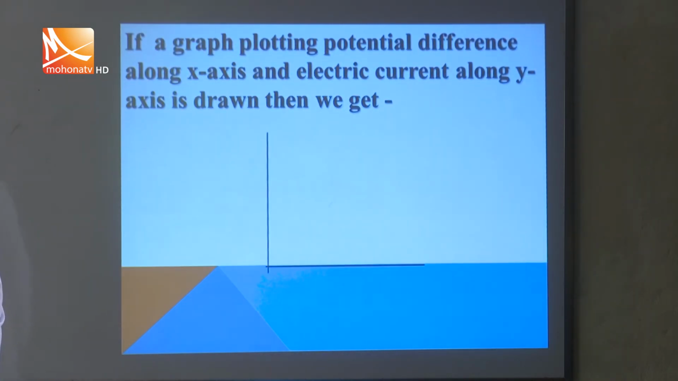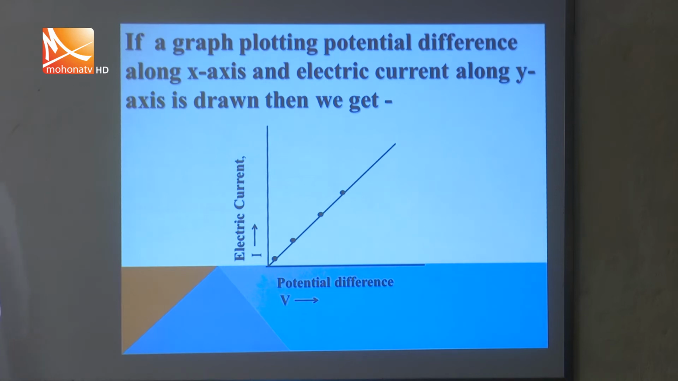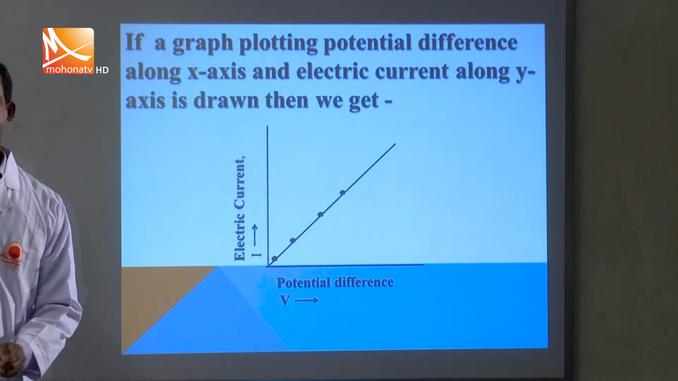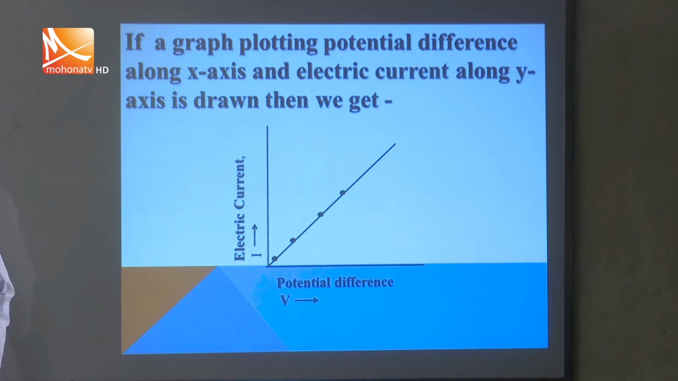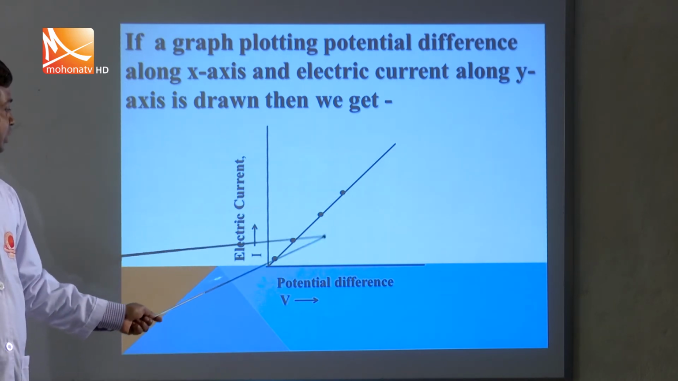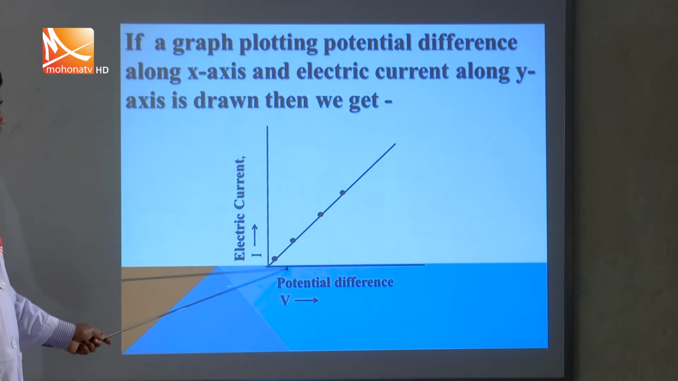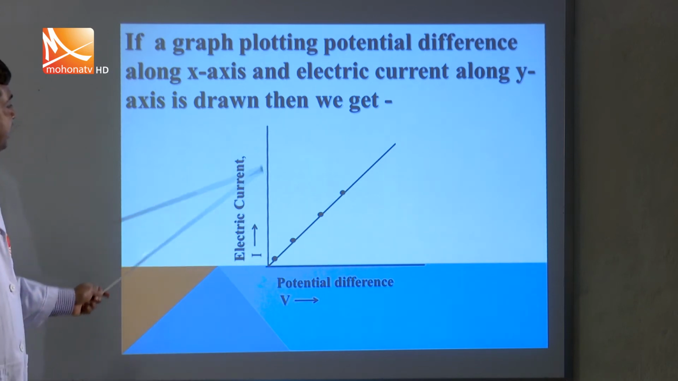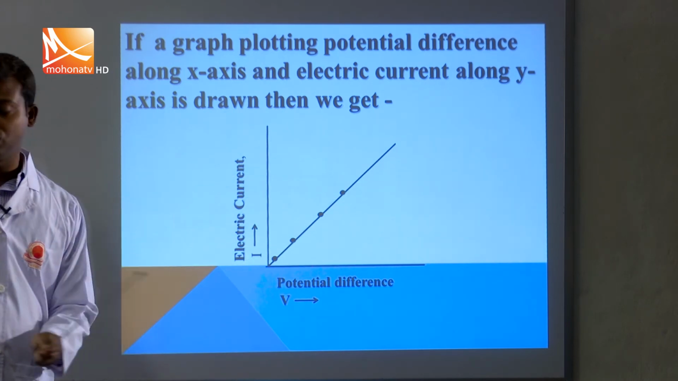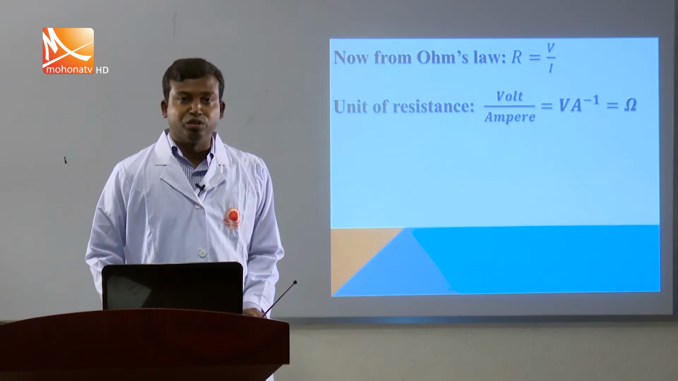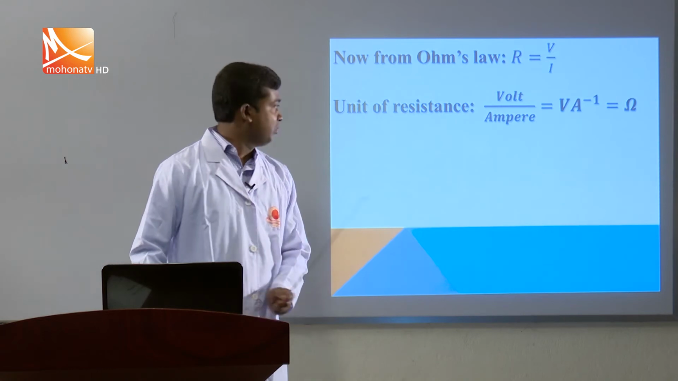Now, if we plot potential difference versus current electricity, we will see a graph like this. That is, you are going to get a straight line passing through the origin. From this graph it is very clear that with the increase of potential difference the current increases, and from the slope of this graph you can easily know the constant, that is R, the resistance.